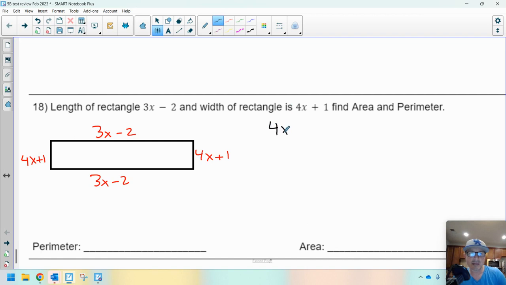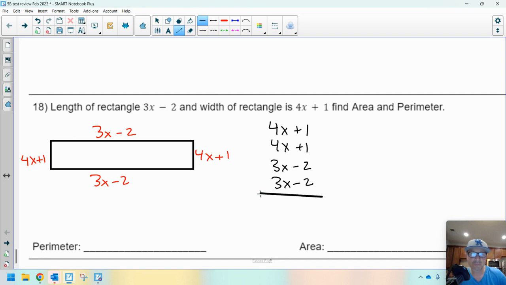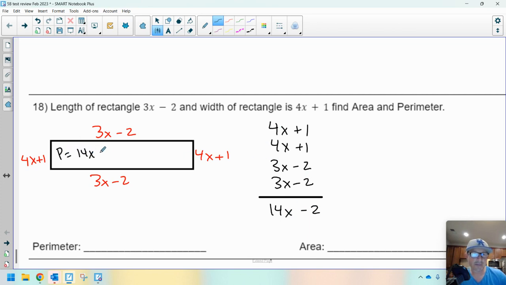Let's go 4x plus 1, another 4x plus 1, 3x minus 2, 3x minus 2. Let's add those up. 1 plus 1 is 2, minus 2 is 0, minus another 2 is negative 2. Let's add up the x's. 4, 8, 9, 10, 11, 12, 13, 14. That's 14x minus 2. That is going to be your perimeter, 14x minus 2. All right. Next is going to be the area.